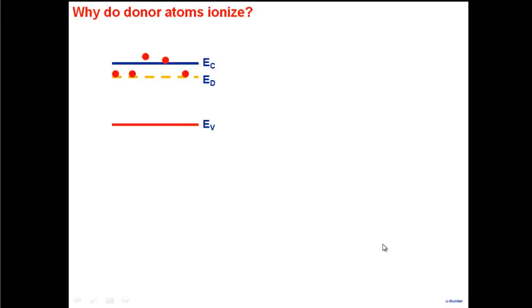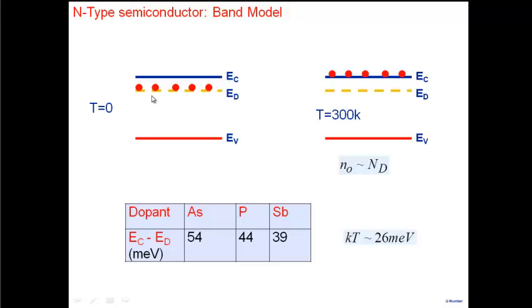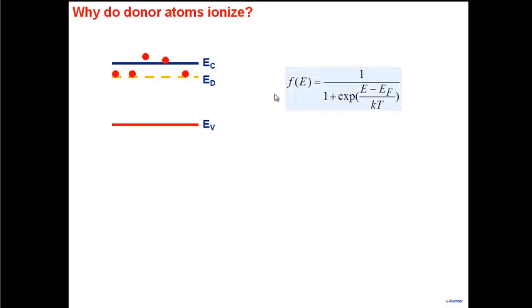But it does happen that most of the donor atoms do ionize here. Why is that? To understand that, let me put this picture here. Let's look at it in a little more detail. The issue is, will they ionize or not? How do we answer it? We can answer it through the Fermi-Dirac probability distribution function. We're talking about equilibrium, right? At equilibrium, Fermi-Dirac tells us the probability of occupation of an energy level. That should help us answer whether my electron would like to stay in ED or go to EC. So I should look at the Fermi-Dirac function here.